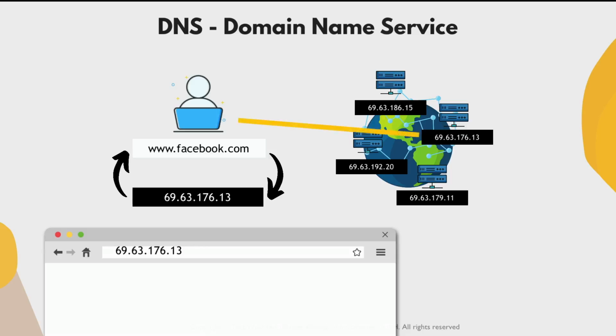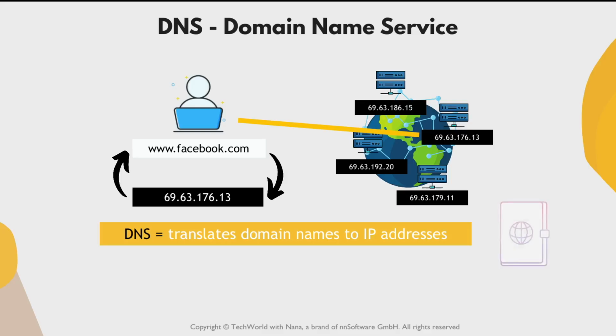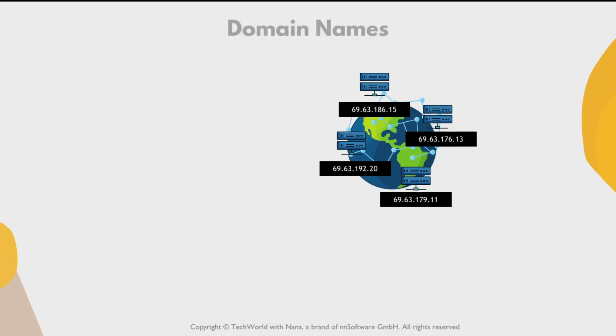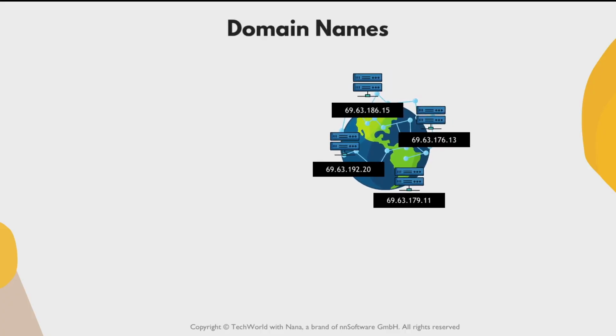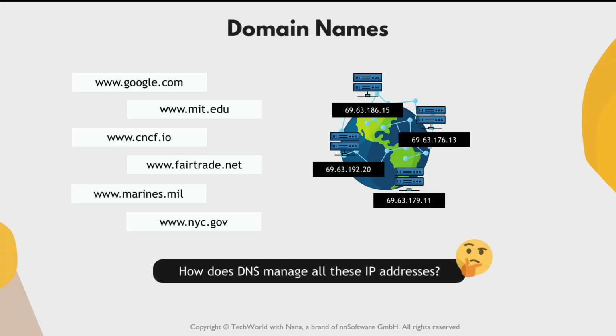And the service that does this translation is DNS. So using DNS, we can give a unique name to any IP address. So you can think of DNS as an address book or yellow pages of the internet. But considering there are so many websites and applications in the world and new ones being added daily, and so many servers connected to the internet, how does DNS manage so many addresses and their names?